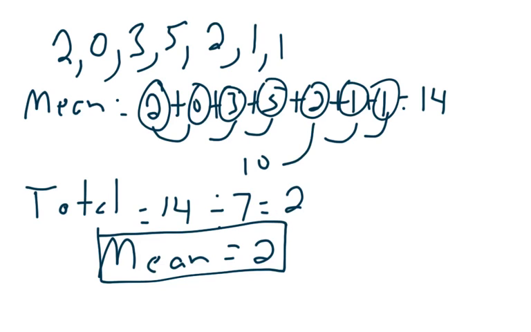Okay, hopefully that helps. If you have questions, please ask me. That's mean or average. That's how we find it. Add them all up. Now, if you're using a calculator, which you're allowed to, do not do 2 plus 0 plus 3 plus 5 plus 2 plus 1 plus 1 divided by 7.